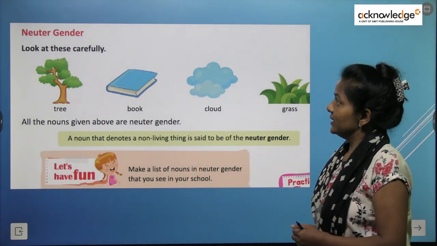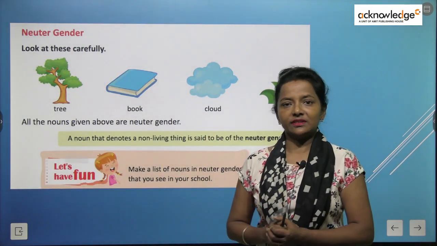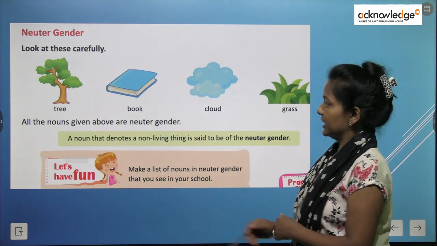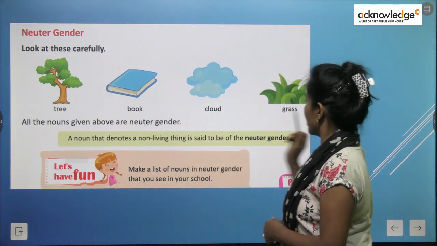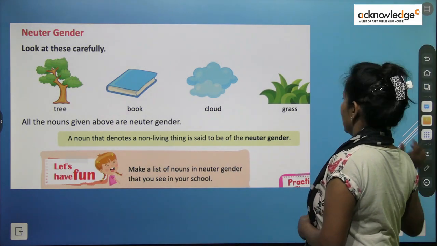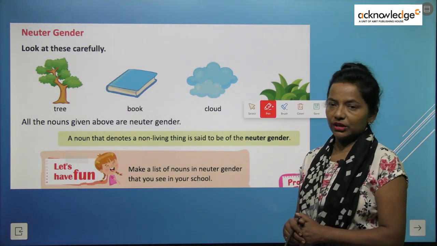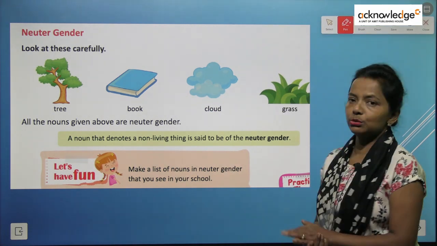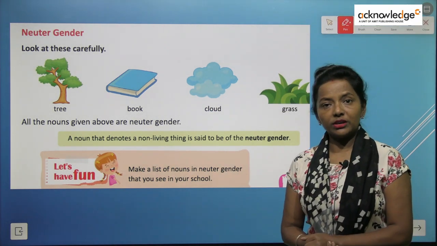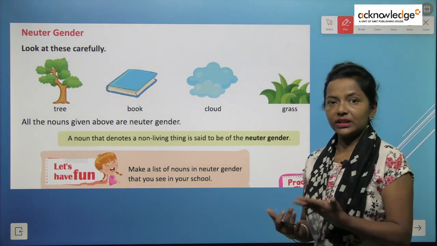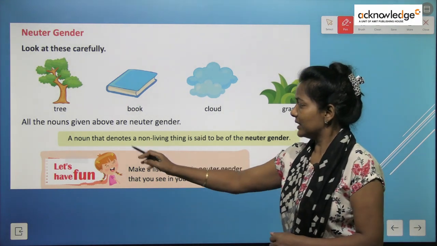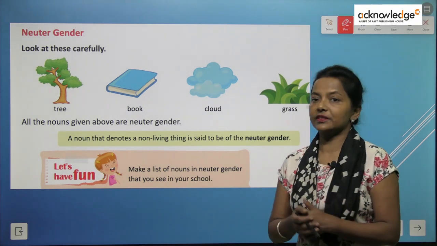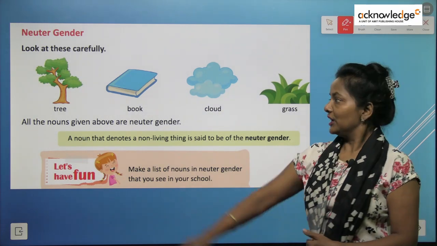So now, yes, here comes the last one, neuter gender. Look at these carefully. Tree, book, cloud and grass. Okay children? All the nouns given above are neuter gender. So what is the neuter gender? क्या होता है ये neuter gender? A noun that denotes a non-living thing is said to be of the neuter gender.